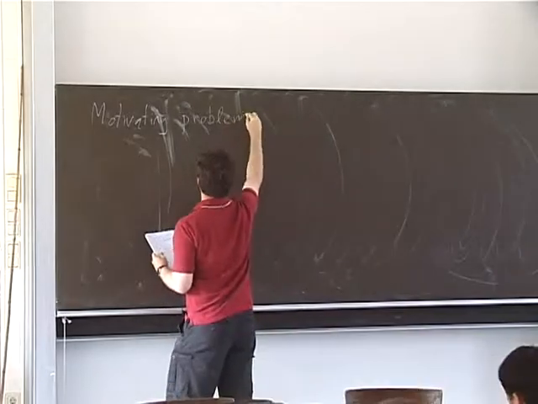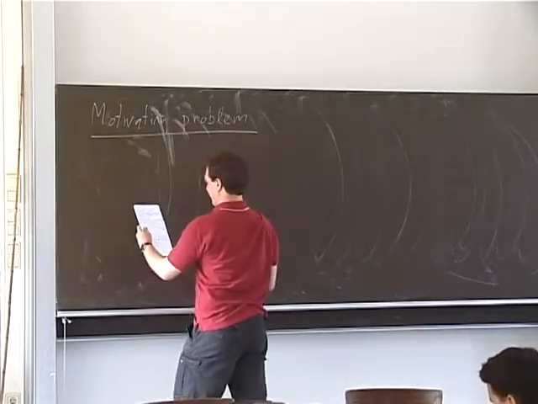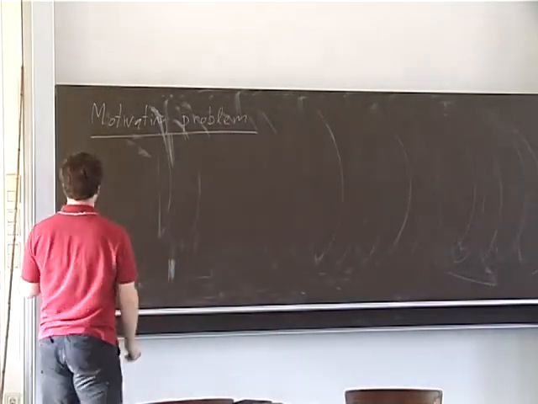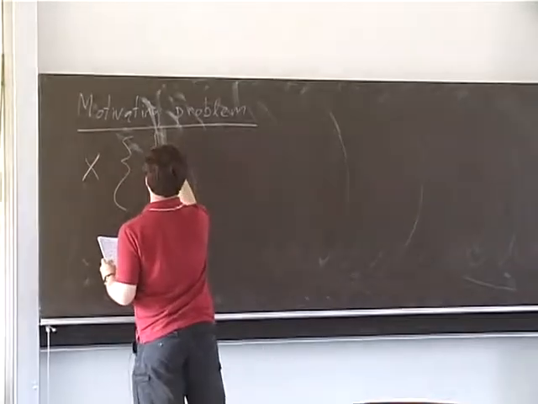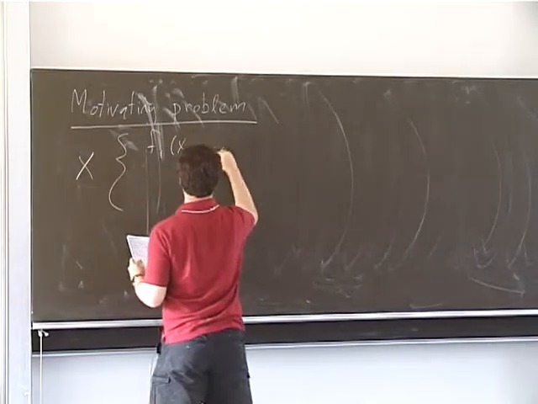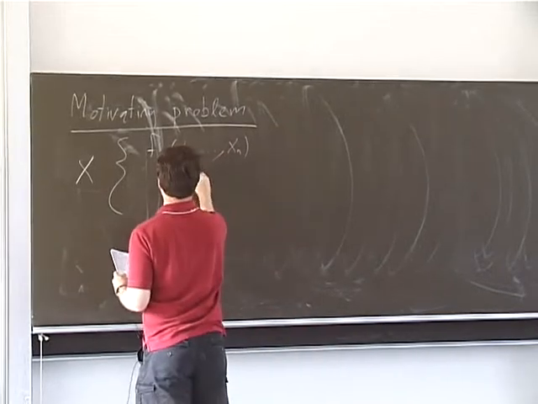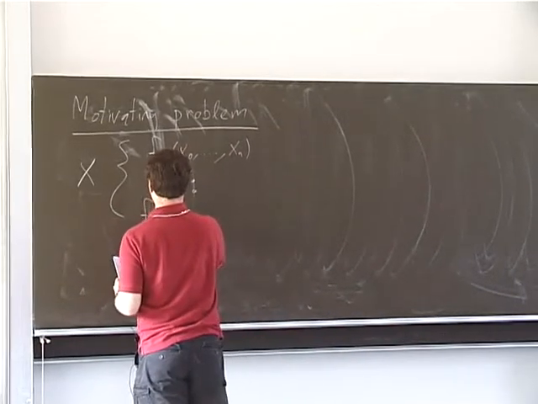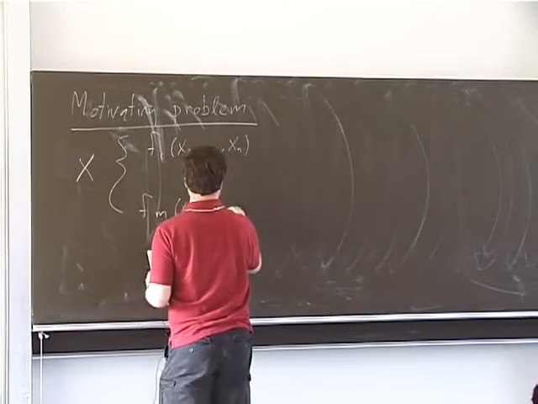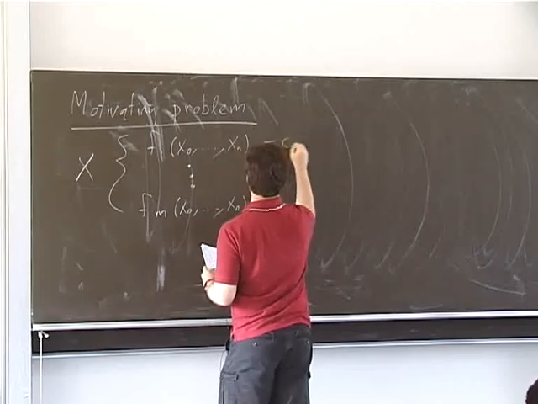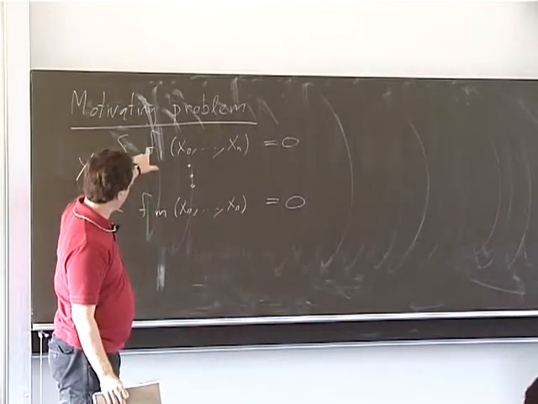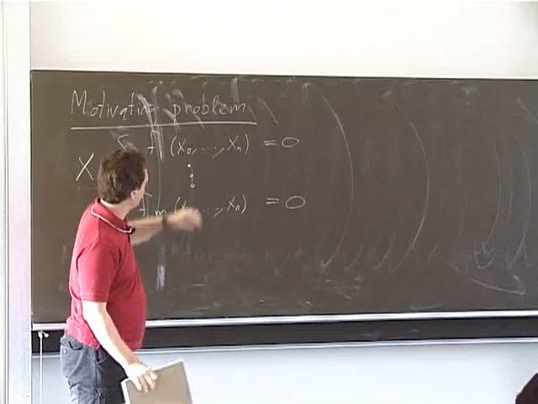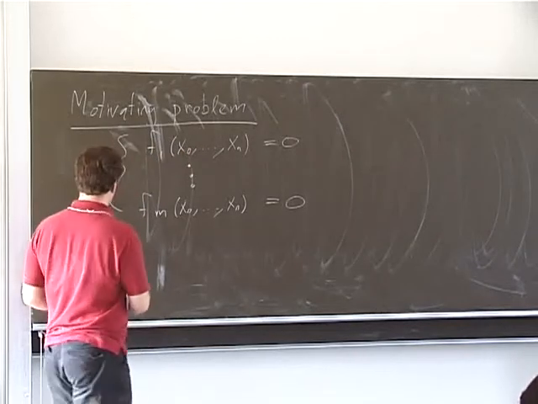Really solving. I mean, partly because it's quite vague, but it's just motivation. So you have some collection of polynomials. And I'm always going to consider the projective case. So these are homogeneous polynomials in n plus 1 variables, and then we can look at the solution set.